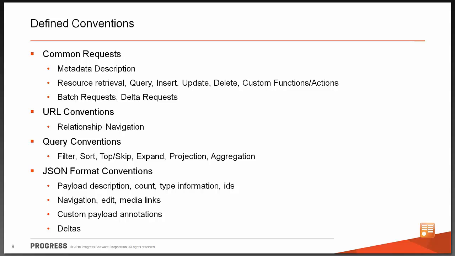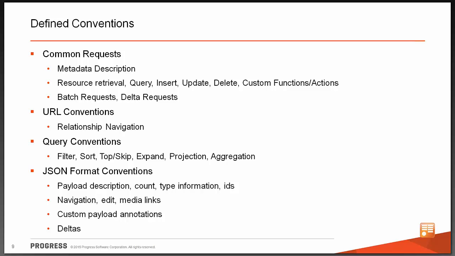OData defines URL conventions for things like navigating relationships across the resources, and query conventions for, as we said before, filtering, sorting, top and skip, expand operations that allow you to specify the depth of a graph you want to retrieve in a single request, projection for filtering out some of the columns that you may want to select, and aggregation for pushing aggregation functionality to the service and bringing back just aggregated results.